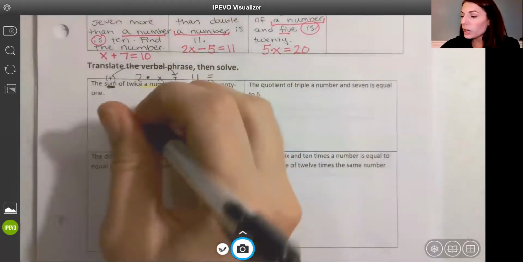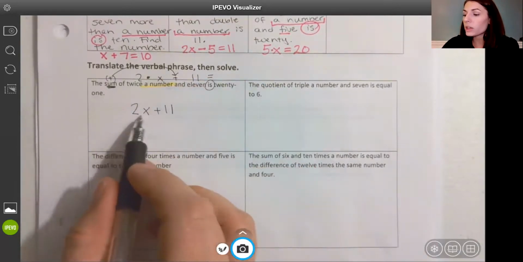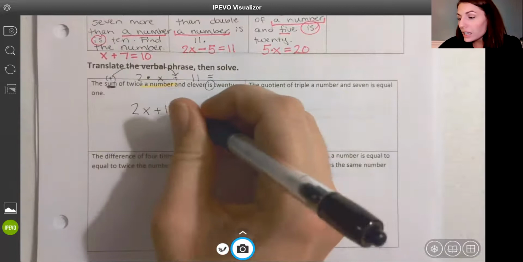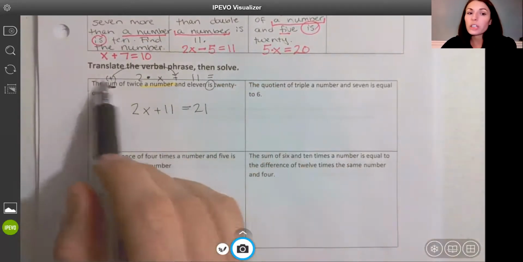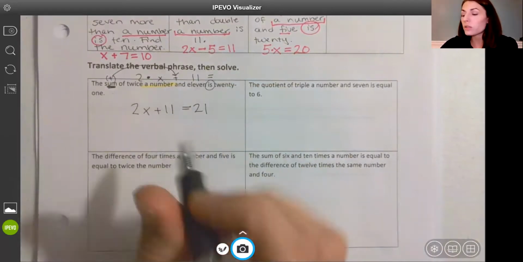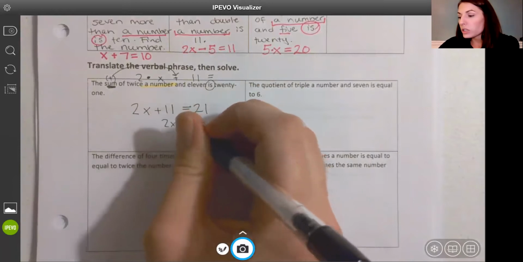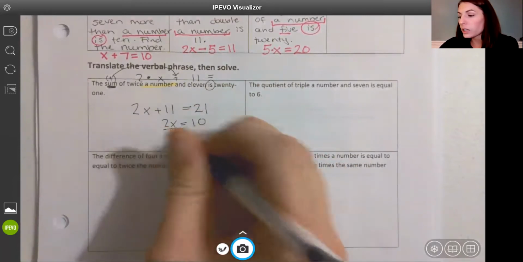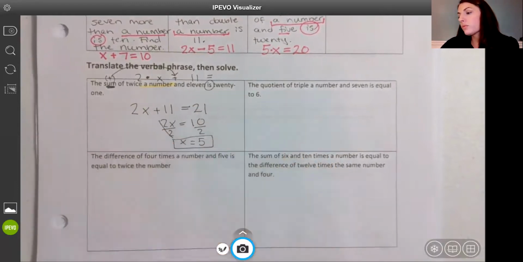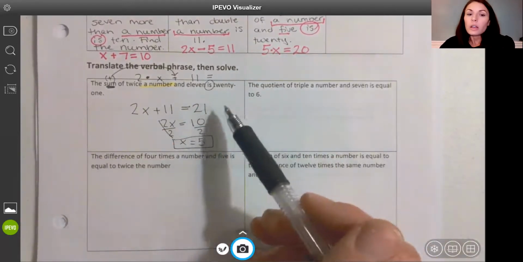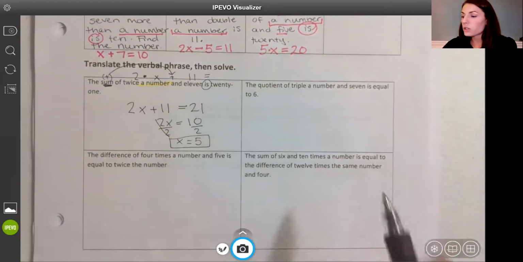So putting that all together, the sum of twice a number and 11 is, there's our equal sign, 21. So we've now translated the verbal phrase and now we're going to solve. Subtracting 11 is going to give me 10, and then dividing by 2 gives me 5. I'm going to do the last one and then I'll let you try the next two on your own.